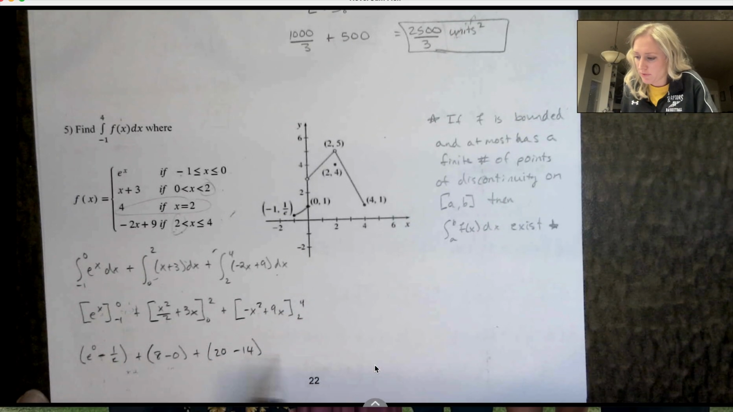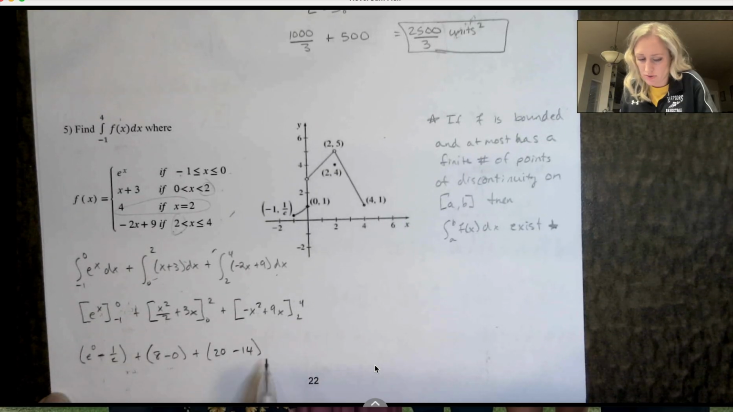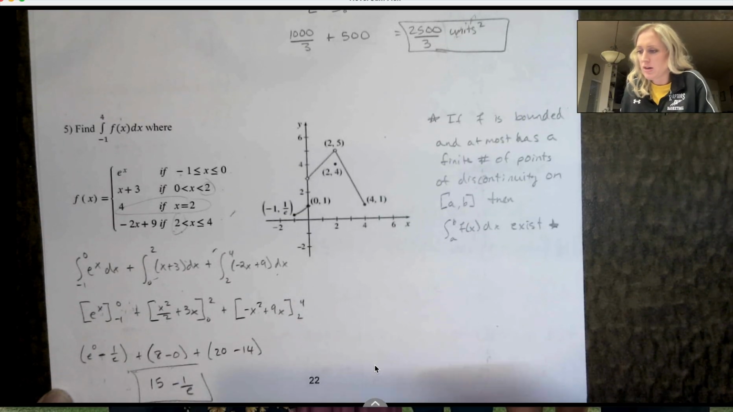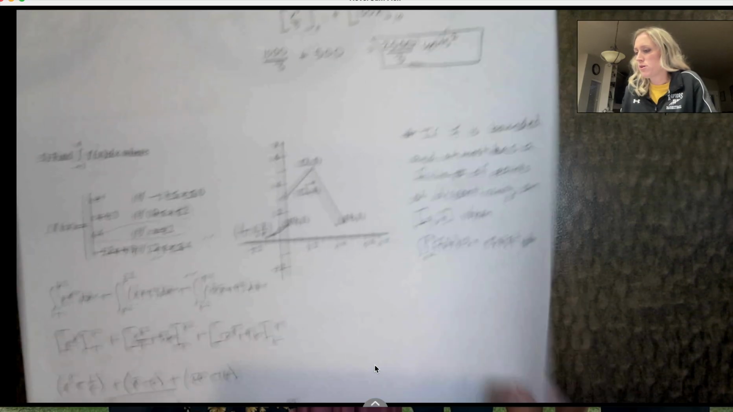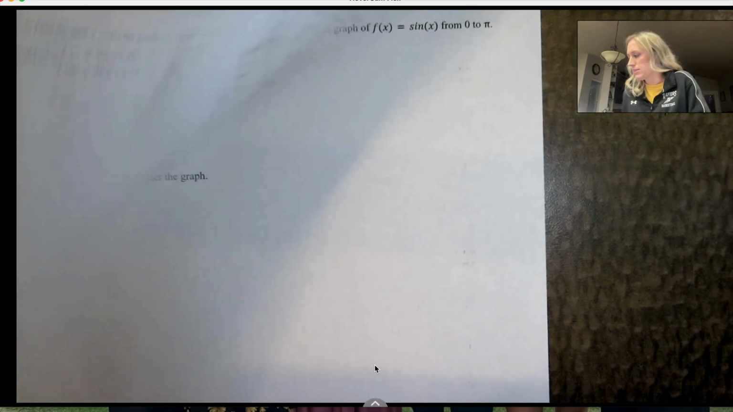All right, and we simplify all that, you guys. This is just 1. Add all those constants, and we do get 15. And then I'm just going to leave the minus 1 over e in that form. Okay, we've got one last example.